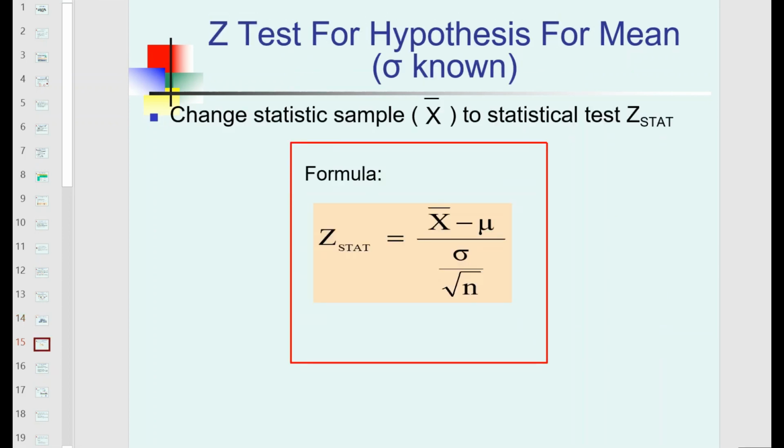So basically, z-test for hypothesis for mean, for your average, if your sigma is known, you need to change your statistical sample of your x bar to a statistical test, which is z-stat. Still remember this from your previous lecture, we have learned how to convert this into the z-stat value. So we use the formula x bar minus mu, divided by sigma divided by square root of n, or number of observations.